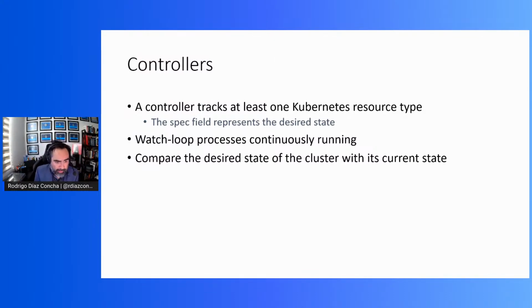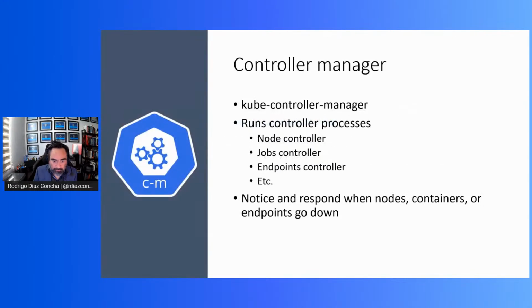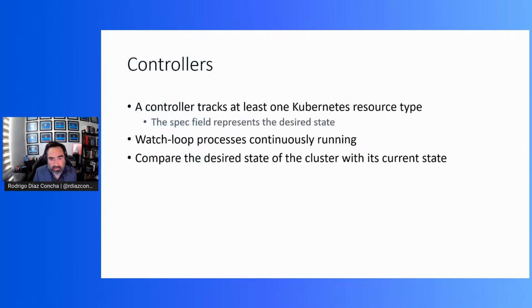So a controller, what in the world is that? A controller tracks at least one Kubernetes resource type. So there's a node controller, there's a job controller, there's an endpoint controller, there's a deployment controller, and those different objects that we can deploy and we can use in Kubernetes, okay?